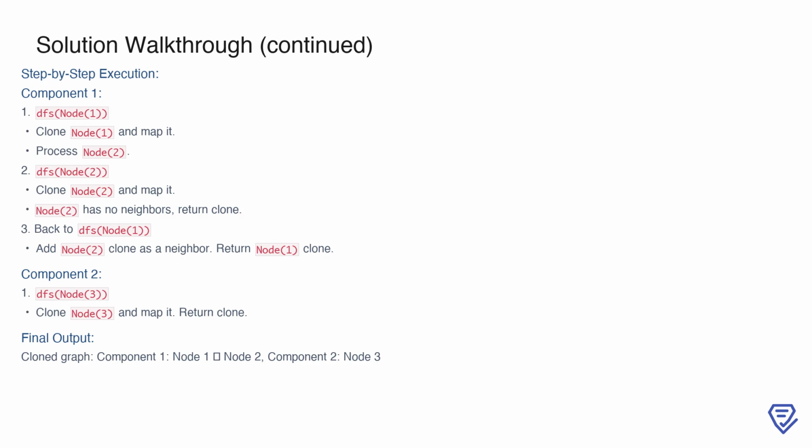Switching to component 2, we perform DFS on node 3. Since node 3 has no neighbors, we simply clone it, add it to the mapping, and return its clone. The final output is a cloned graph consisting of both components, node 1 pointing to node 2 in the first component, and node 3 as a standalone node in the second component. This demonstrates how the algorithm handles disconnected graphs effectively by initiating separate DFS calls for each component.